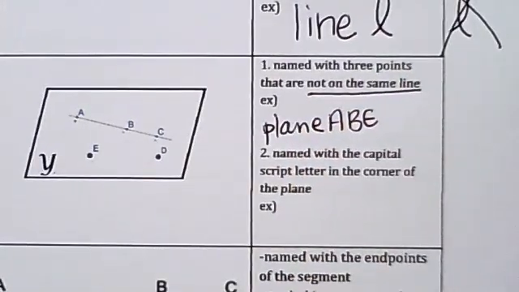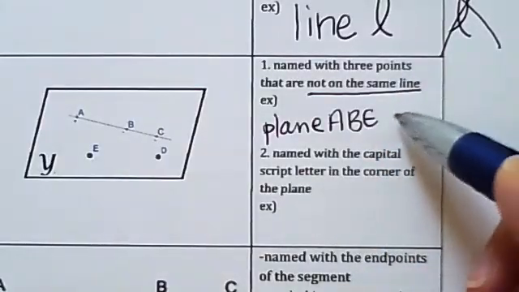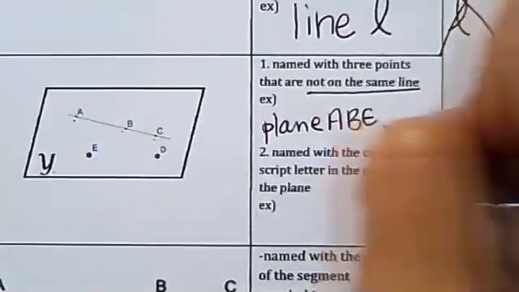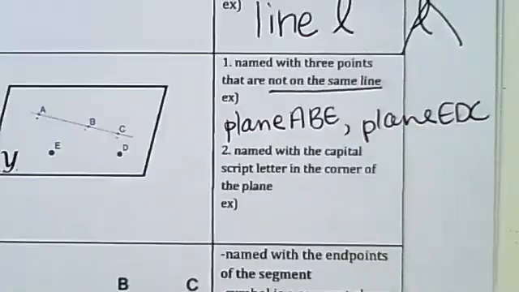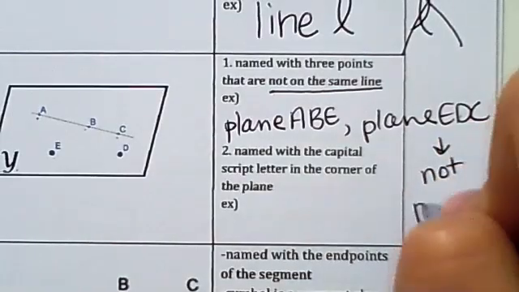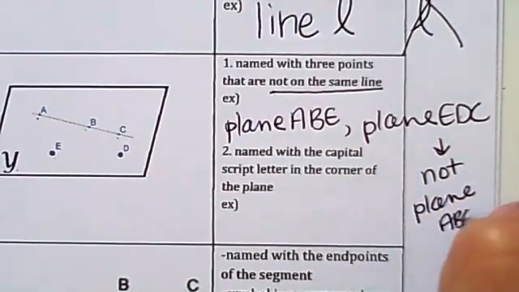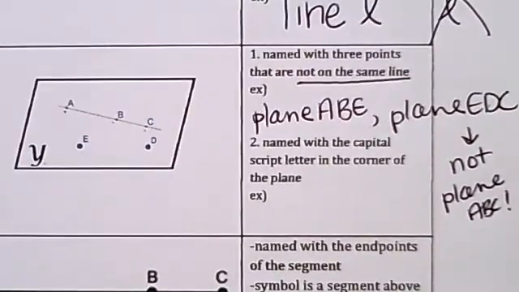There isn't a symbol, although sometimes I've seen certain books use a little miniature plane, but I usually just write the word plane. Maybe I'll put another one, plane EDC. If you want to add to that, we could not say ABC. And again, we can't say ABC because A, B, and C are on the same line, so that's not allowed.